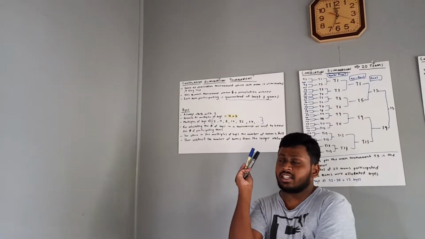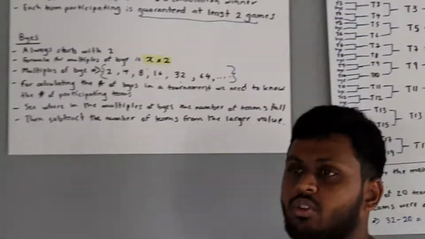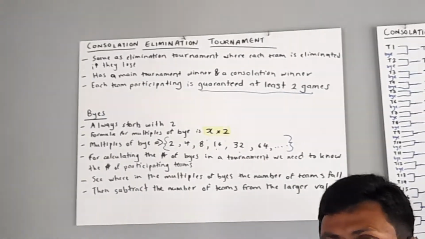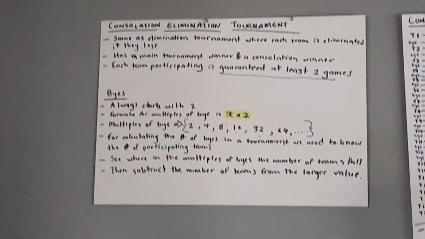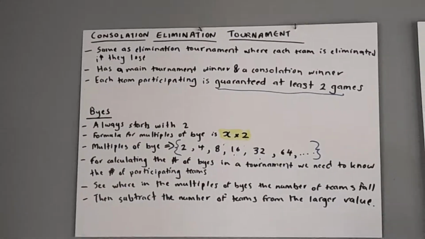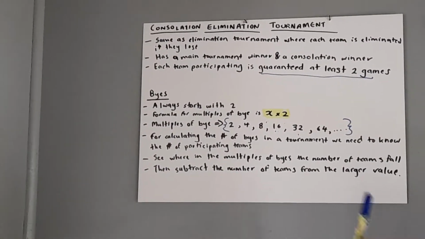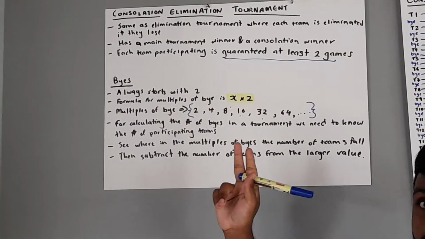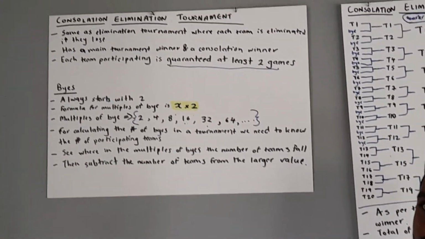Right, to get started, we just note some basic properties of a consolation elimination tournament. The basic property is that it is the same as the elimination tournament, where each team is eliminated as they lose a game. So what is the difference between elimination and consolation elimination? A consolation elimination tournament has two winners: one main tournament winner and a consolation tournament winner.